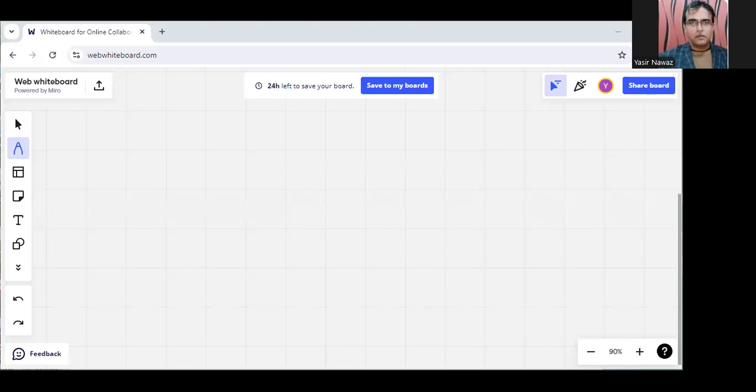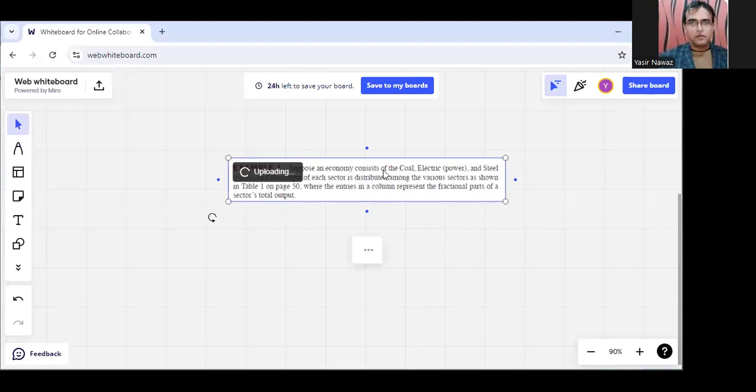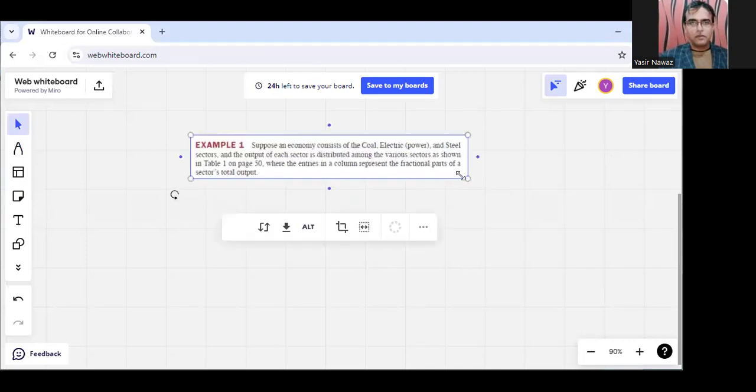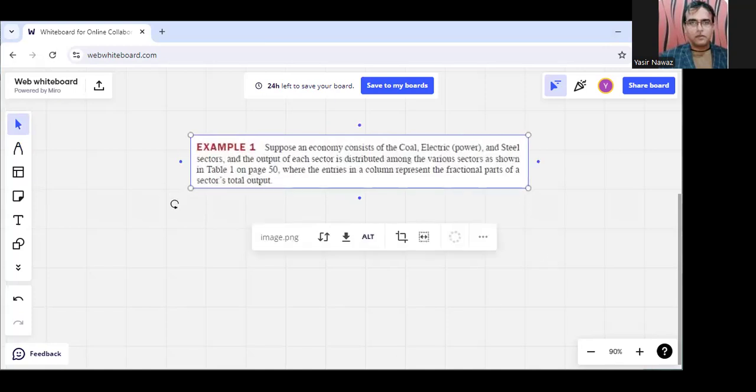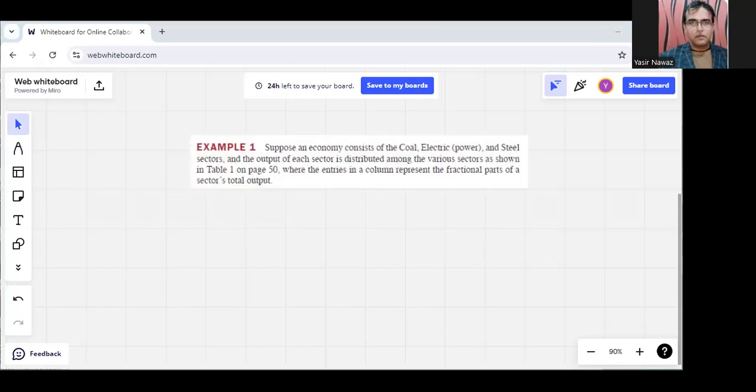The first example I will bring is a question. That's actually an example from the book. And I also bring the table which is attached with this example. The table is this one.